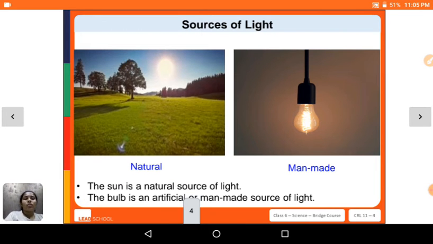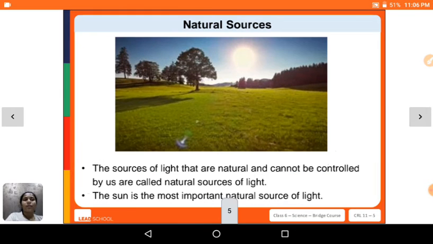Now there are 2 types of sources of light: natural sources of light and artificial or man-made sources of light. So the sun is a natural source of light which is given by nature to us, and a bulb is an artificial source of light, which is made by man or living humans around us. So that is a man-made source of light, right?